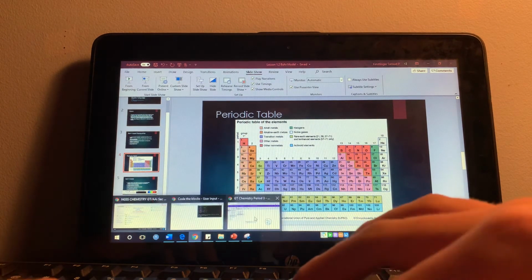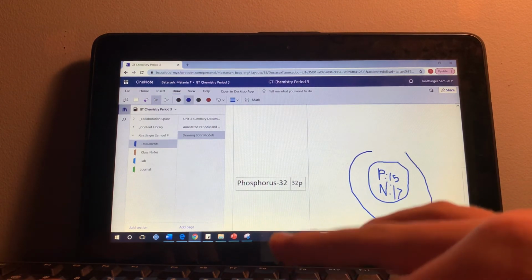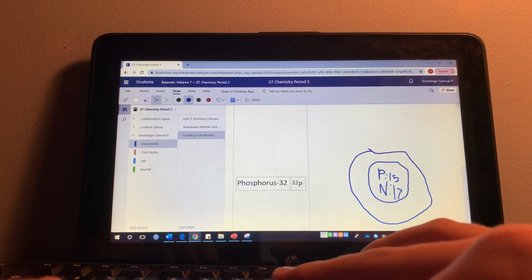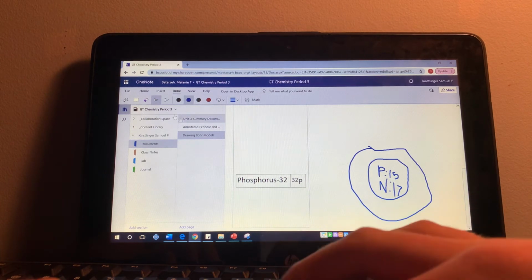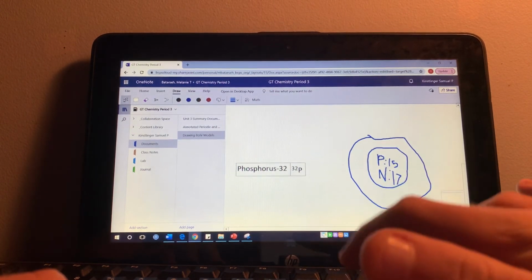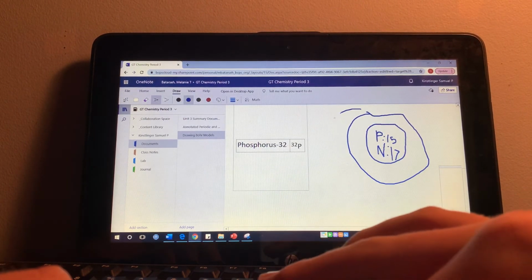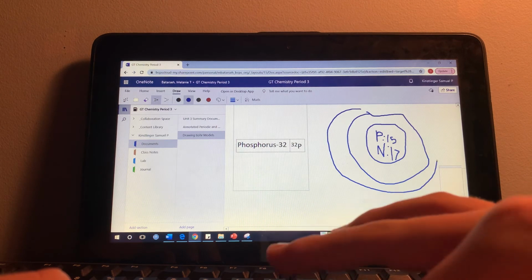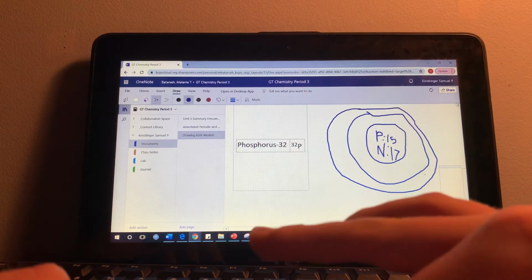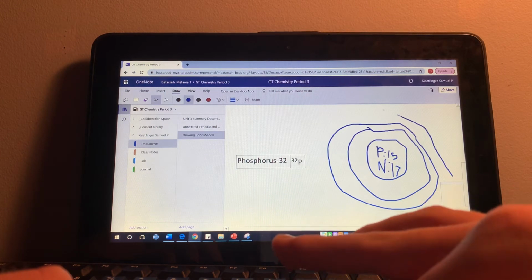So we go there, we draw 1 shell. We draw 2 shells. And we draw 3 shells.